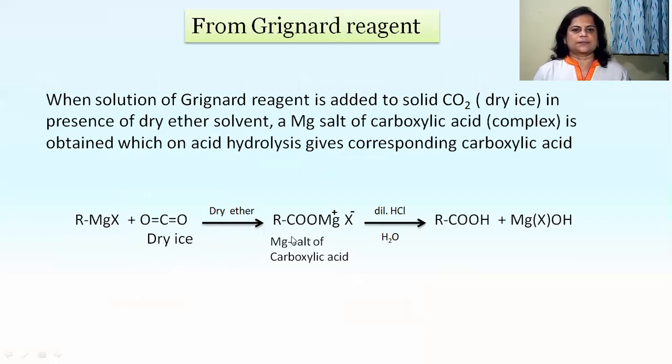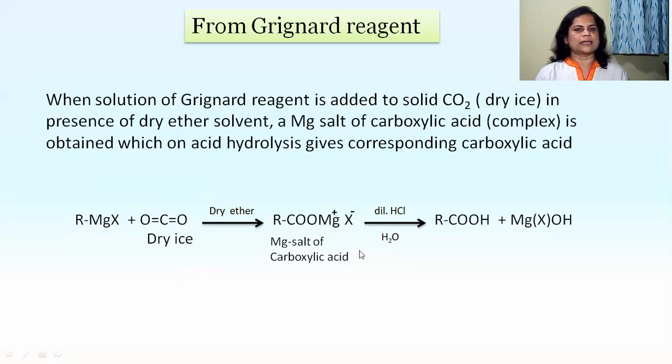From Grignard's reagents: when a solution of Grignard's reagent is added to solid CO2, that is solid carbon dioxide, also called dry ice, in the presence of dry ether, which acts as a solvent here, it forms a magnesium salt of carboxylic acid. This magnesium salt further undergoes acid hydrolysis and is converted into the acid. This is the general reaction, RMgX with CO2, dry ice, in the presence of dry ether, forms R C double bond O Mg plus X minus complex.